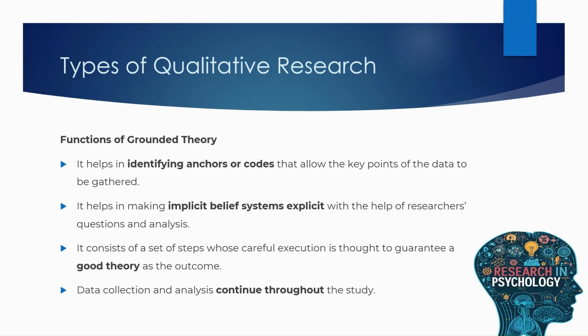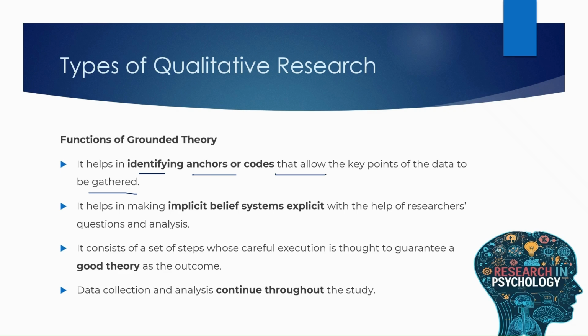Next, we have functions of grounded theory. What does grounded theory help us in? It helps in identifying anchors or codes that allow the key points of the data to be gathered, which means it gives you the code words or the anchors, which means on what characteristic or what feature you should centre your study. Okay, what are those key things that you should study when you want to have a theory on a particular event or a particular community?